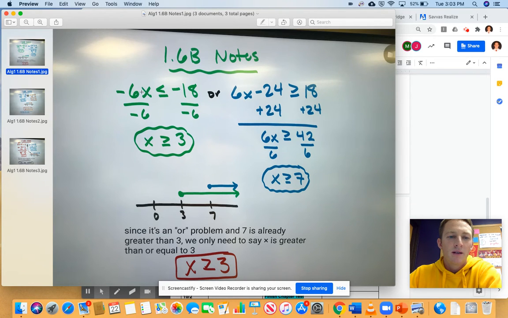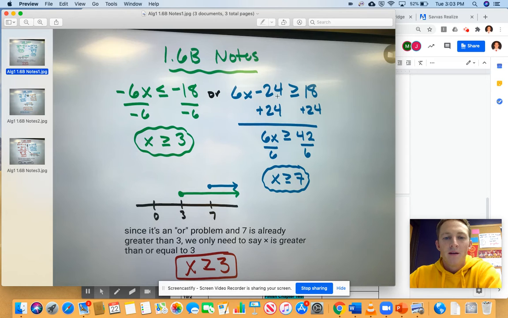I want to get x by itself. There's an imaginary multiplication sign right here, so let's divide by the whole number in front. So negative 6. Negatives cancel, 6 cancels, 18 divided by 6 is 3. Since we divided by a negative, we had to flip our sign from less than or equal to greater than or equal to. So there's half.